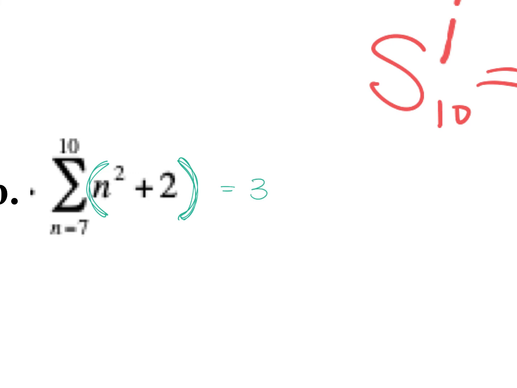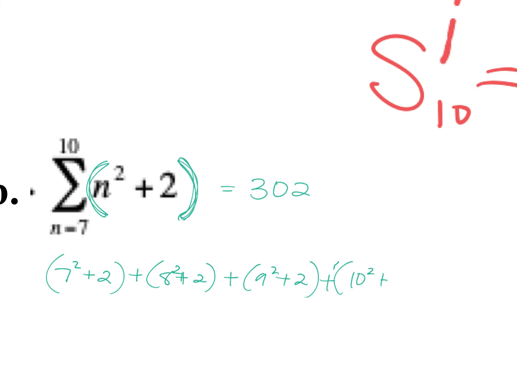302. And again, if you want to, you can do 7 squared plus 2 plus 8 squared plus 2 plus 9 squared plus 2, plus 10 squared plus 2, right? You could do that, and you'll get the right answer. It's more work, but you can do it that way. So keep that in mind.